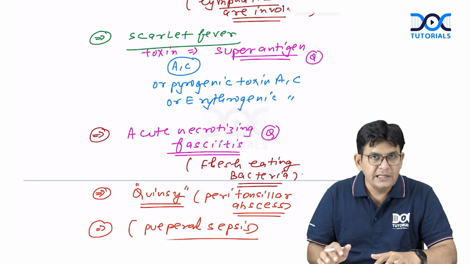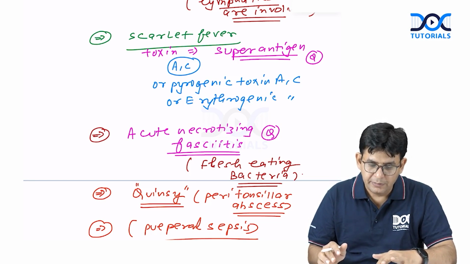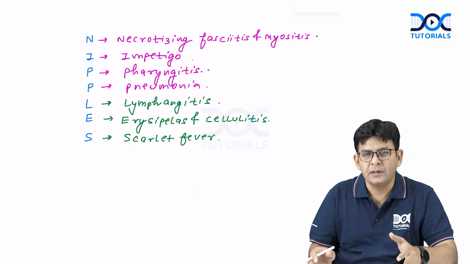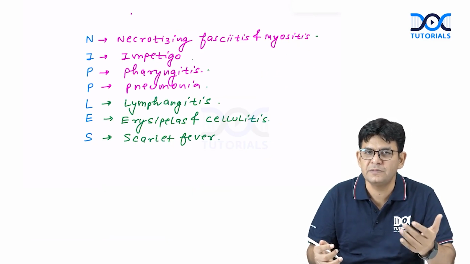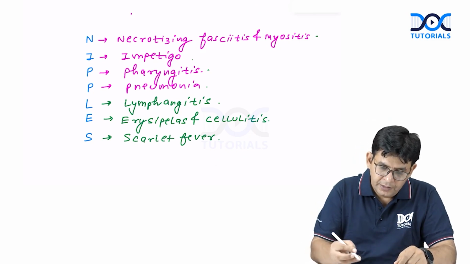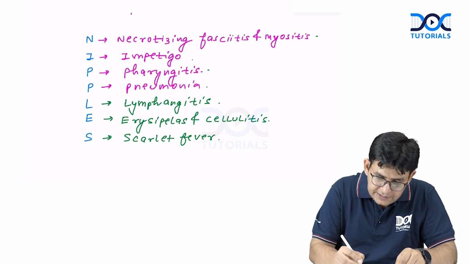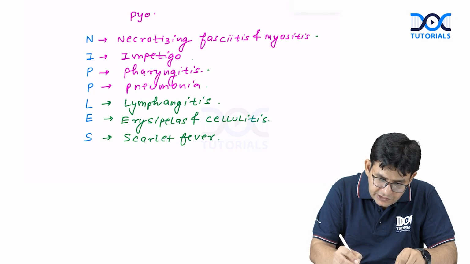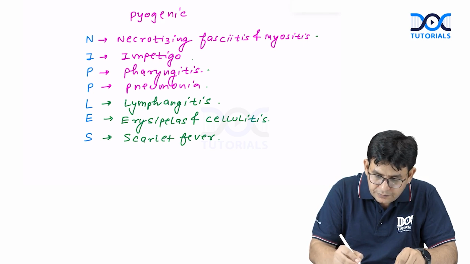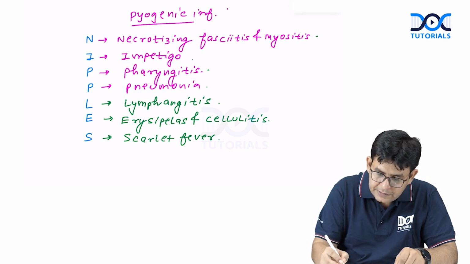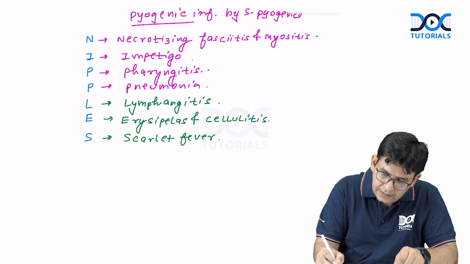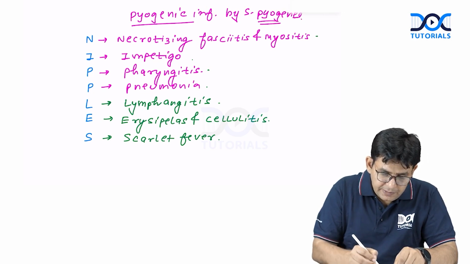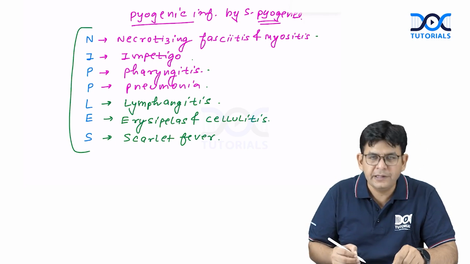To make your journey easy in this, let's see a mnemonic, and that mnemonic will give you some sort of easiness to remember the things done by Streptococcus pyogenes, the pyogenic infections. Now, these are the various pyogenic infections done by Streptococcus pyogenes, in a nutshell. So remember these particular names by a mnemonic: NIPPLES.